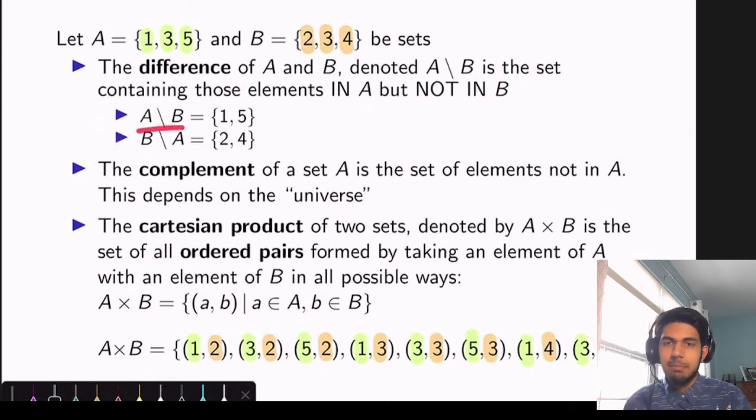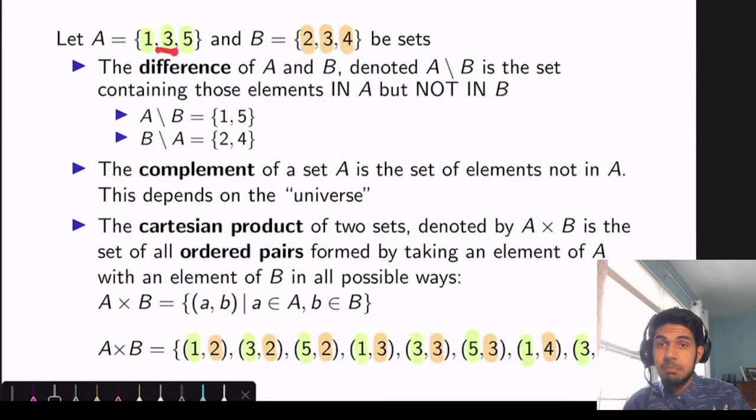So A set minus B should be elements in A and not in B. The way I like to compute this is go one by one through the elements in A, whatever comes first, and then check if it's included in B. If so, then we're going to remove it. If it's not included in B, then we keep it. So first we look at 1. Is that included in B? No, so we're going to keep that in our set.